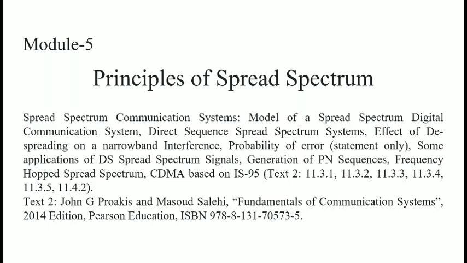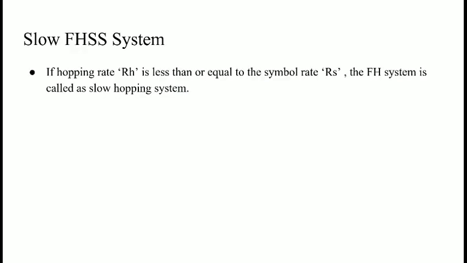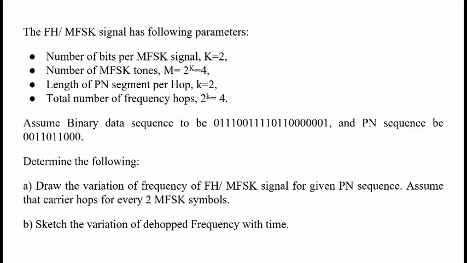In today's session, we are going to discuss the example of slow frequency hopping spread spectrum from Module 5. The content is prepared from the textbook Fundamentals of Communication Systems by Proakis and Salehi. Slow FHSS system: if hopping rate RH is less than or equal to the symbol rate RS, the frequency hopping system is called a slow hopping system.